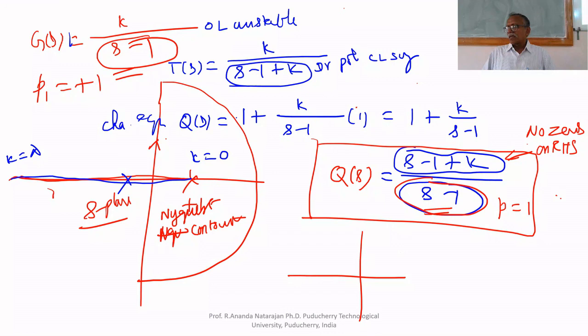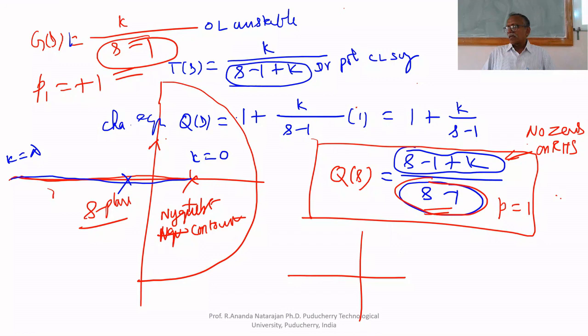Suppose I am taking a stable system. I think you understand this, or once again shall I tell? What is this? G of S equal to K upon S minus 1. Is this open loop stable or unstable? Open loop unstable. What is the characteristic polynomial? S minus 1 plus K.